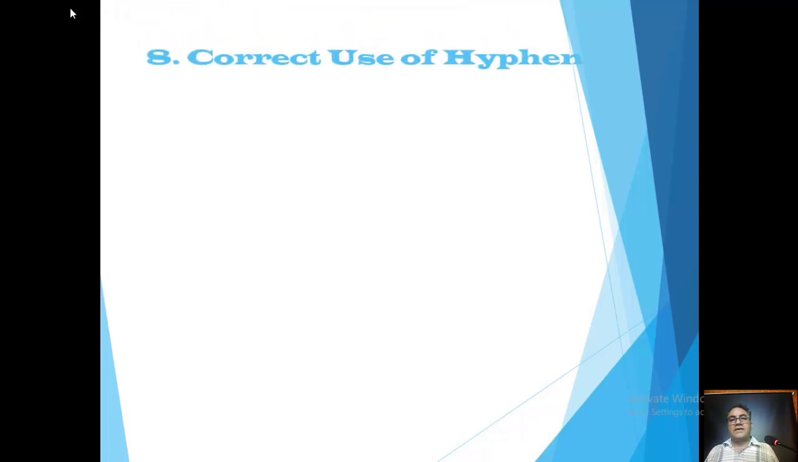Next is correct use of hyphen. A hyphen is a short dash which is used when you are writing something on paper and the space finishes at the end of the line, but the word is still left. So where to use that dash is very important. Let us see.